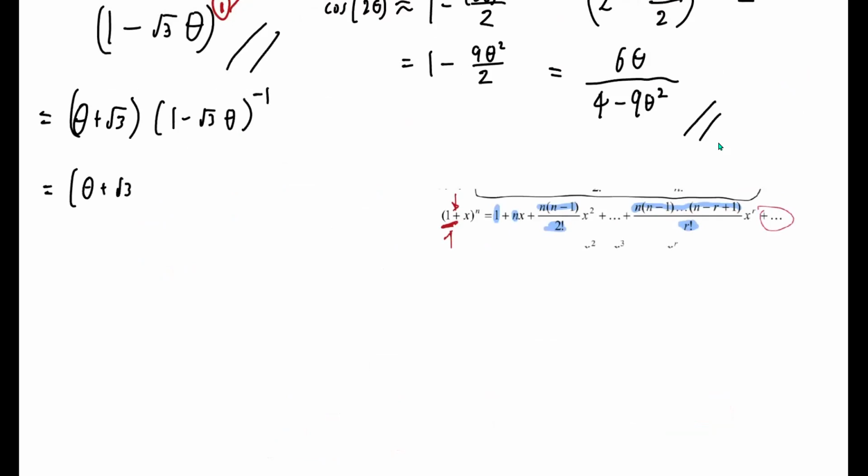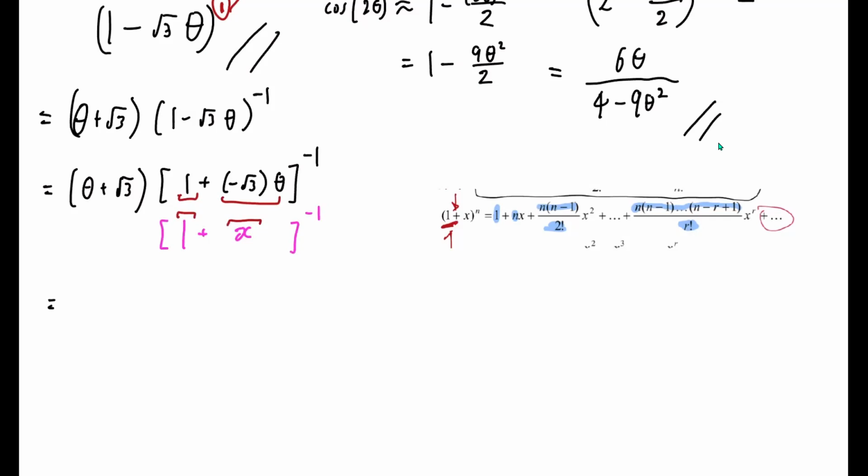Theta plus root 3, leave it alone. This is an invisible positive power 1, you don't do anything to it. But this guy, you can rewrite it as square bracket, 1 plus negative root 3 times theta, close bracket, power negative 1. Can you see the pattern? 1 plus x, square bracket, power negative 1, where 1 is just 1, but the x is replaced with minus root 3 theta. Can you see that? You compare with the formula list. You're just doing a substitution, right?